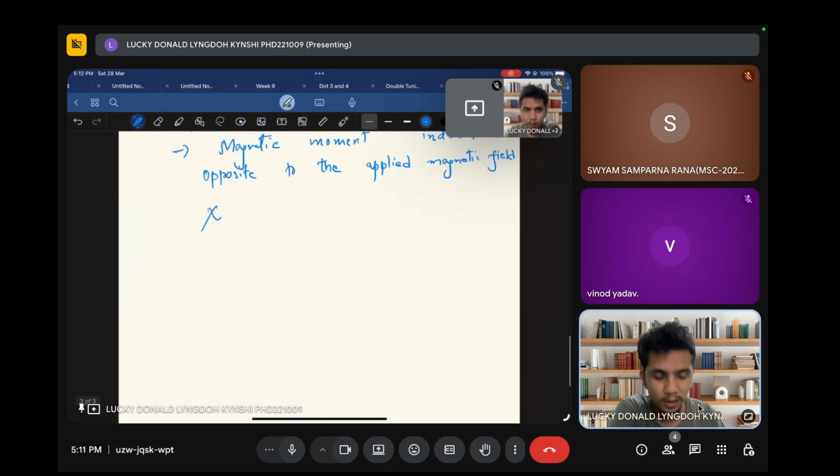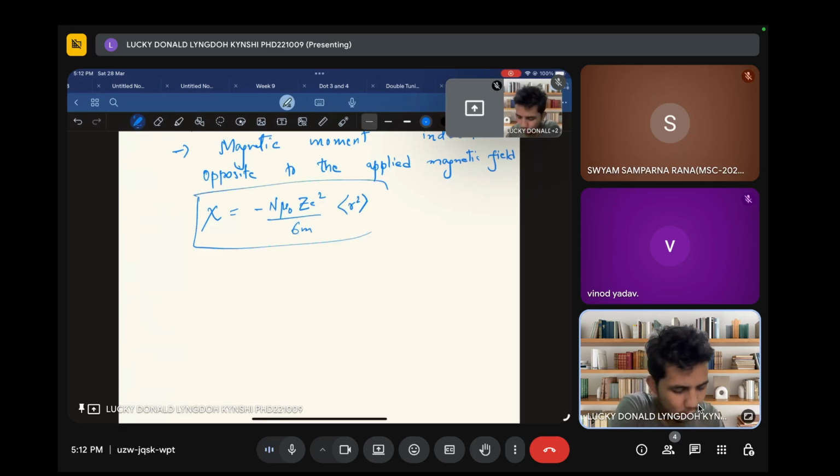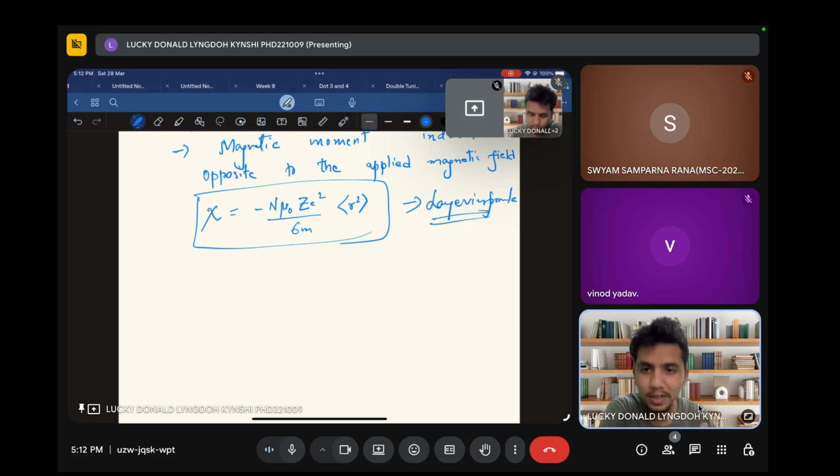So here also psi is given to be minus n mu naught Z e square by 6m times the average of r square. This is your formula for diamagnetism. And how do I get this one? You can follow the Langevin formula. From your Kittel, you will get the relation. There is a derivation for these diamagnetic materials, and the final expression is that psi is negative.